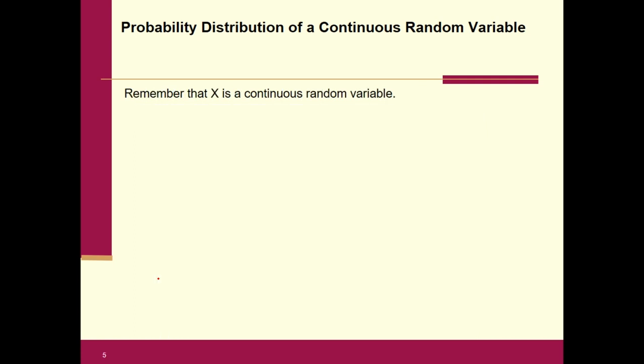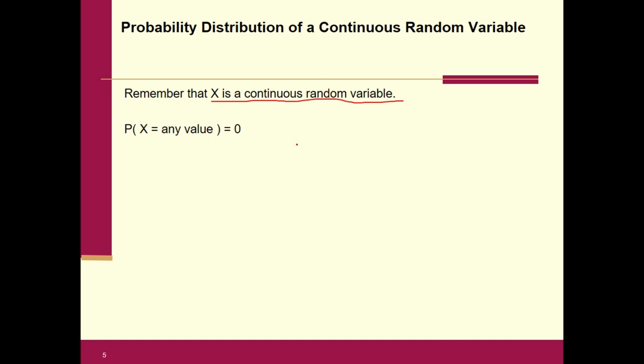The second concept with regards to probability distributions of continuous random variables. Remember, x is absolutely a continuous random variable, and you'll see why I'm saying that. Here's the second part: the probability that x is equal to any value, believe it or not, is equal to 0. The first time people hear this, generally speaking, they don't like it, but it's absolutely true. The probability that x, a continuous random variable, is equal to any specific value is nothing.